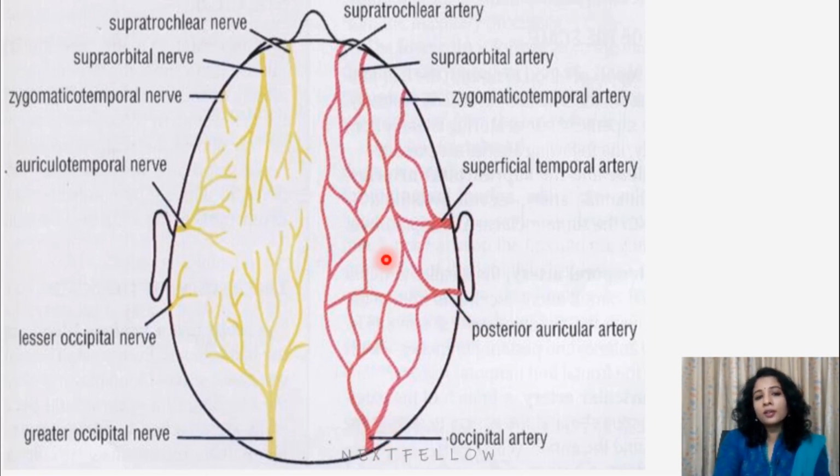carotid artery. So the scalp is the free site of anastomosis between the branches from the internal carotid and external carotid artery. That is the site of anastomosis between the 2 carotid systems. So that is about the blood supply of the scalp.